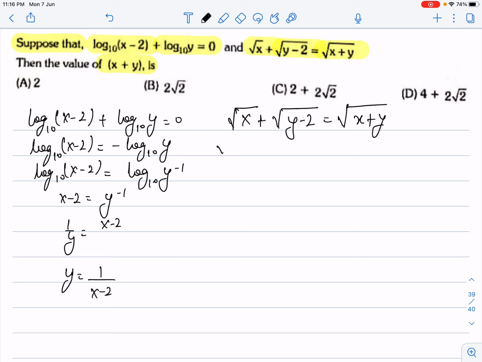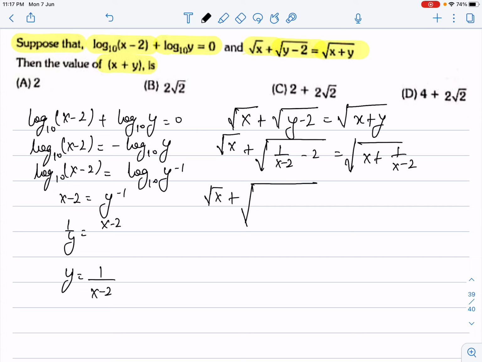So it can be written by us as root x, root y can be written as 1 upon (x minus 2), is equal to root of (x plus y), which can be written with y as 1 upon (x minus 2). So it will become root x plus root over (1 minus 2x plus 2 divided by 4)... it will become x minus 2 is equal to root over (x square minus 2x plus 1) divided by (x minus 2). Now let's multiply it by root(x minus 2) throughout the expression.